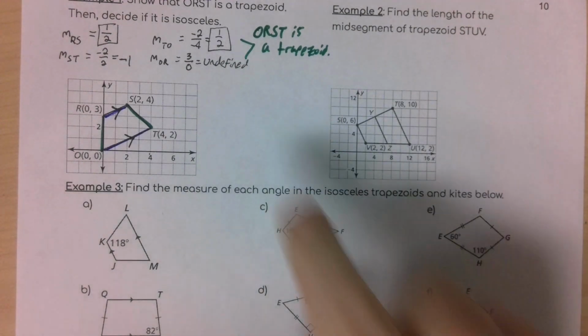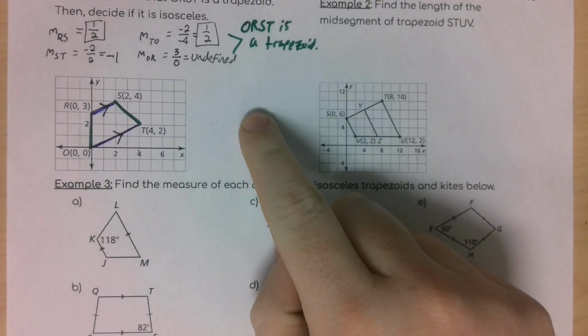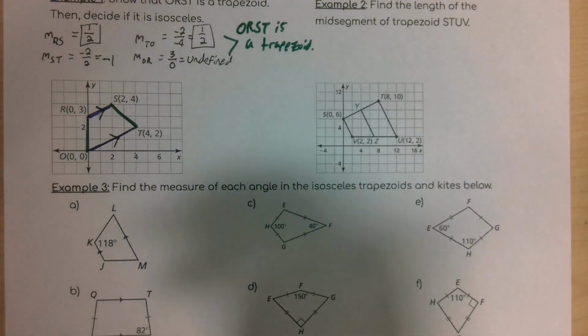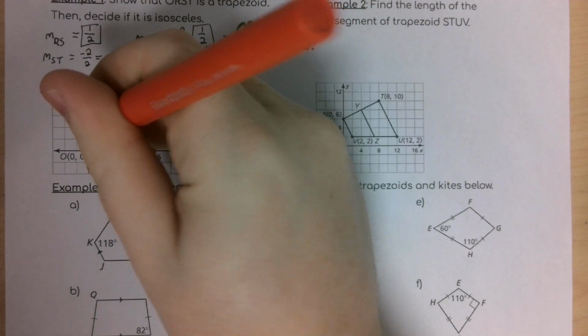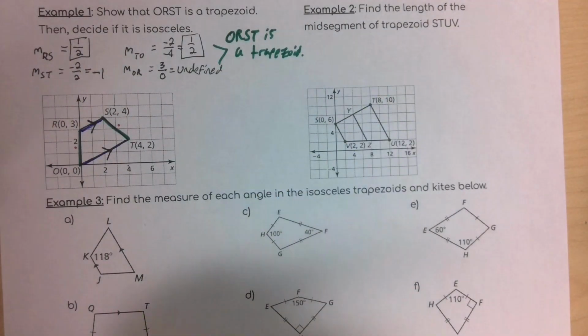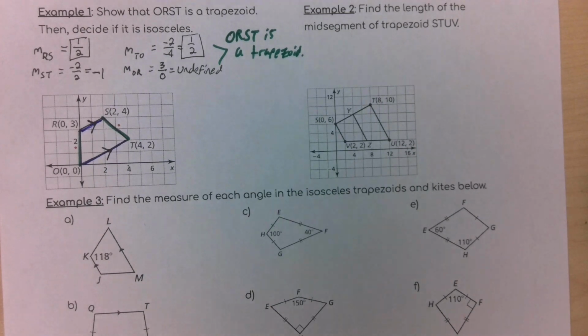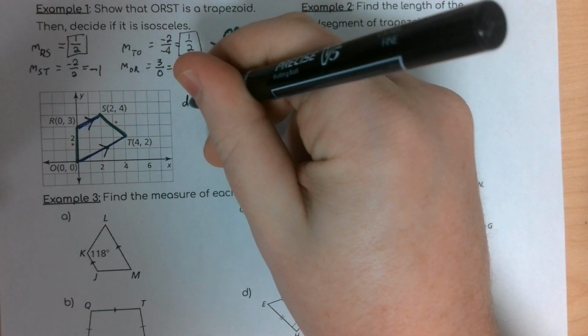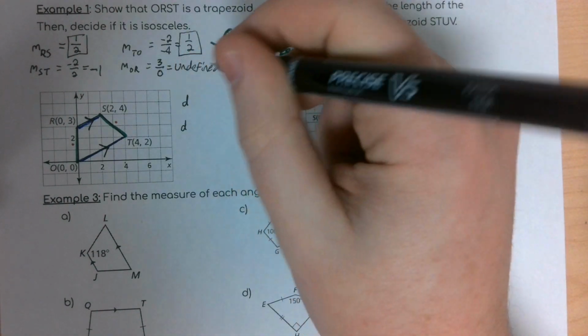But how do we figure out if it's an isosceles trapezoid? Well, in an isosceles trapezoid, the two legs, the ones that are not parallel, have to be congruent. So, let's see if this is congruent to this. We can find the distances of these two sides and compare them. Let's do it. So we know that to find the distance of both of these, we'll have to use the distance formula.